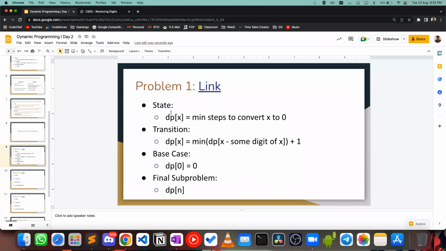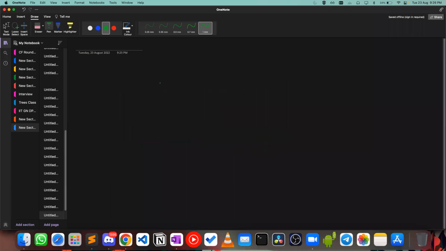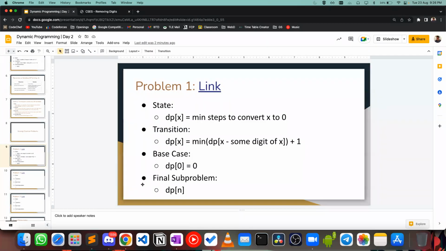What if x is less than 0? Okay, that's a good question. Can you ever get into the situation where x is less than 0? If you have a number x, can you ever subtract a number from x such that it becomes less than 0? Think about it. You're always subtracting a digit from x. Can I say any digit of x will be less than or equal to x? Is this not the right thing? Right? So whenever you're subtracting a digit of x from x, it will always be less than or equal to x. So you can never get into a case where x is less than 0.